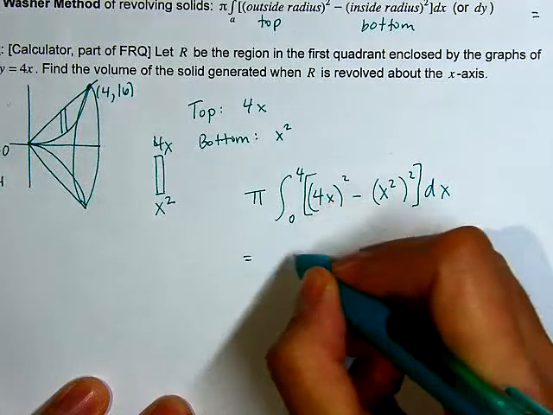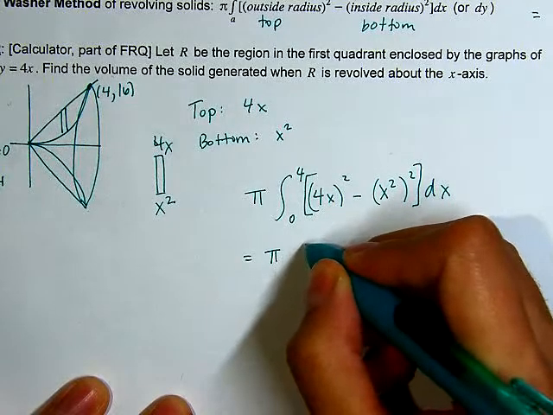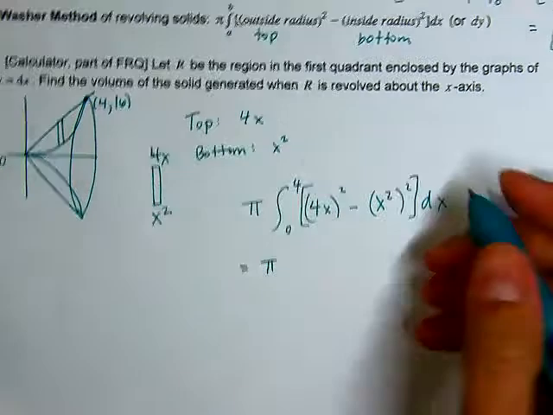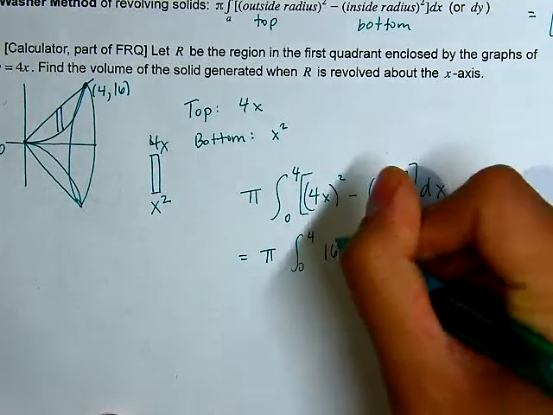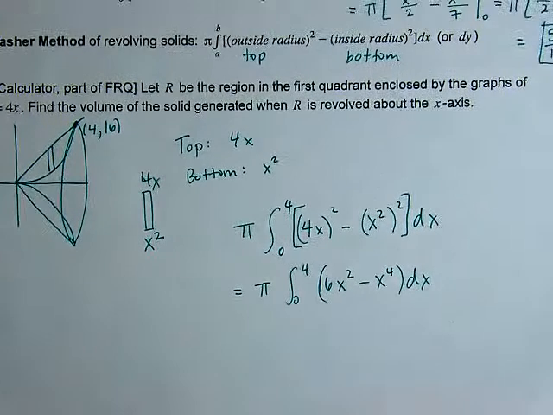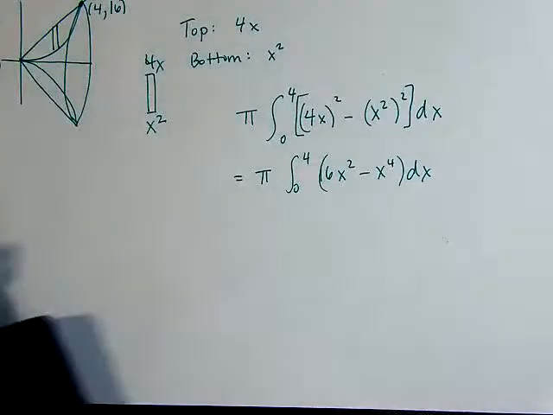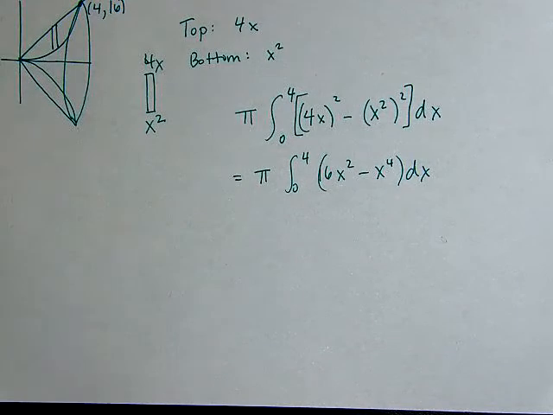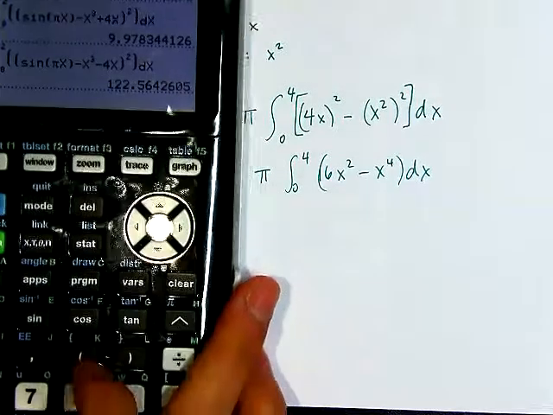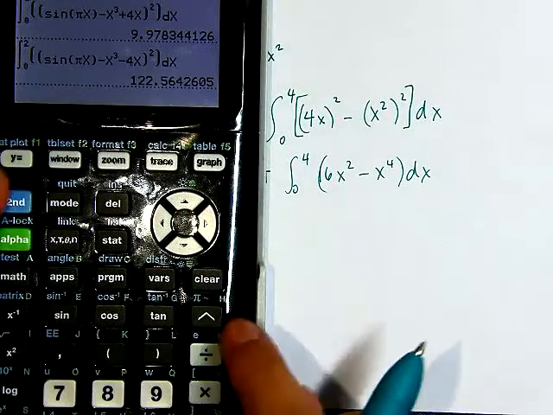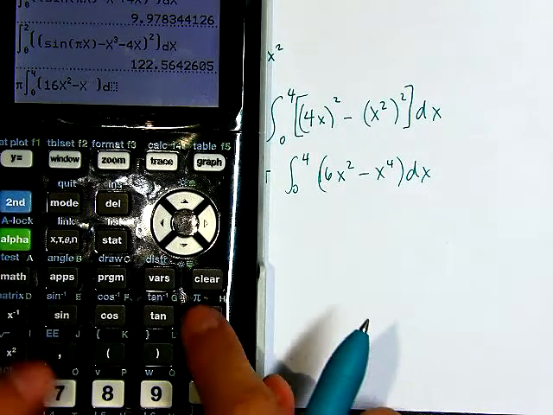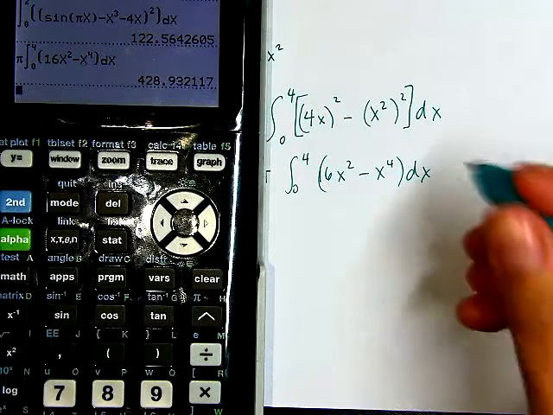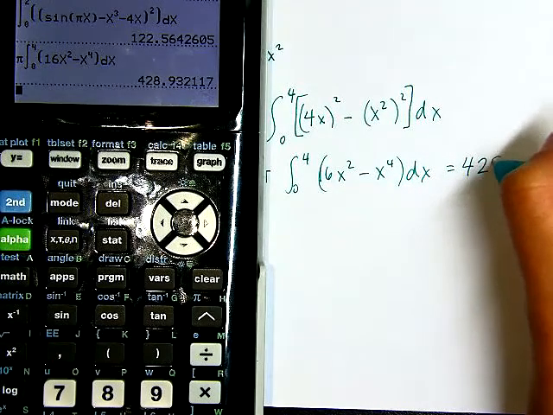All right, and this one is calculator active. So you can go ahead and plug into your calculator like this, or if you want to clean it up a little bit before doing so, you can. The answer is 428.932.